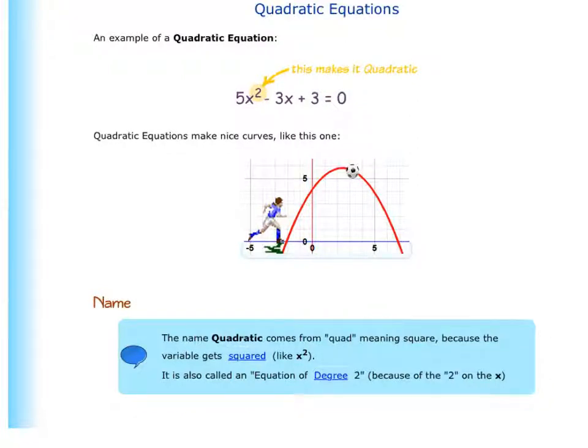Good morning. Today we are learning about quadratic equations. So let's get out your notebook. You'll take some notes and we'll do several examples.